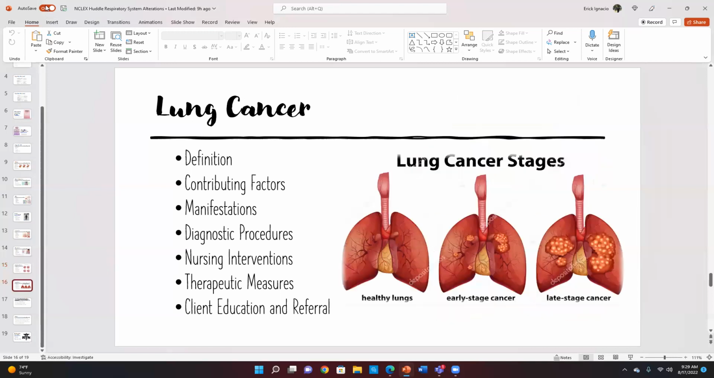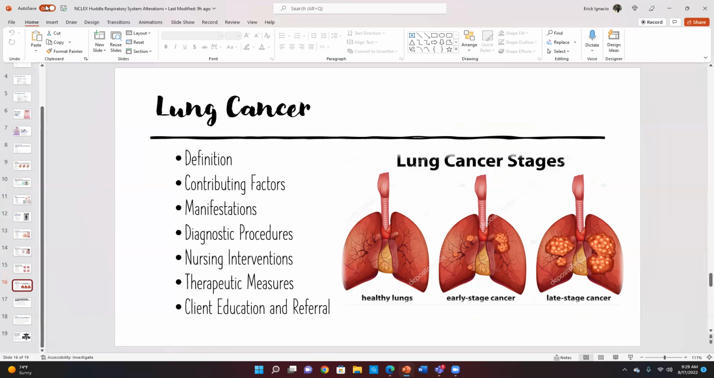Our last condition to discuss is going to be lung cancer. Okay, so lung cancer is the leading cause of cancer-related deaths for both men and women in the United States. So it can be primary or metastatic, meaning that it spreads, and it most commonly occurs between the ages of 45 and 70 years old.